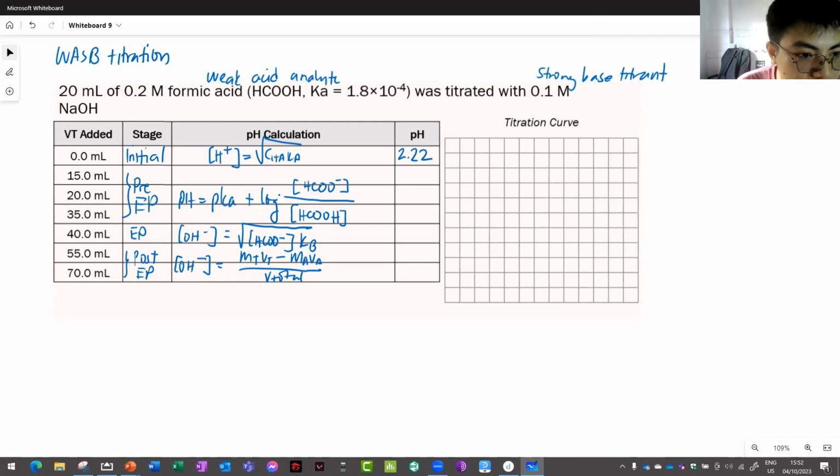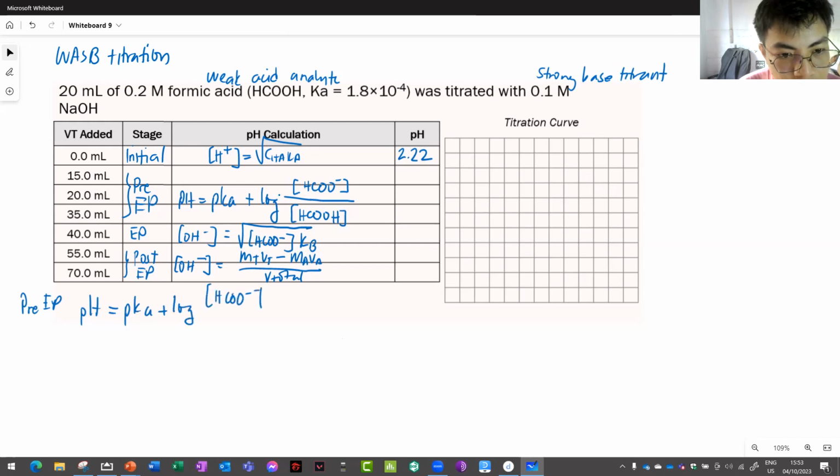Okay, so at the pre-equivalence point, the equation again is the Henderson-Hasselbalch equation lang, no? So pH equals pKa plus log the concentration of the conjugate base over the acid, no? Okay. And then now, saan natin kukunan yung pKa? Sa Ka. You just take the negative log of that, no? So we can write it as the negative log of 1.8 times 10 minus 4.